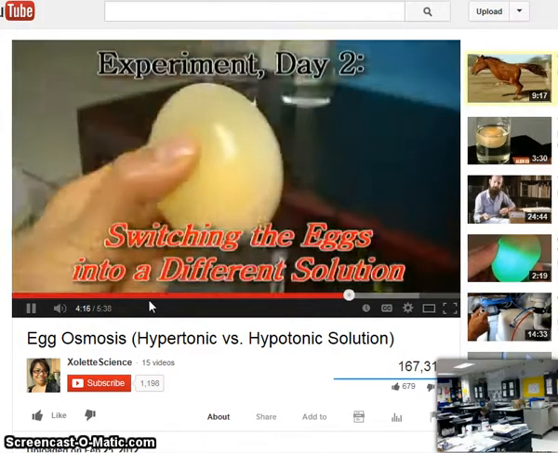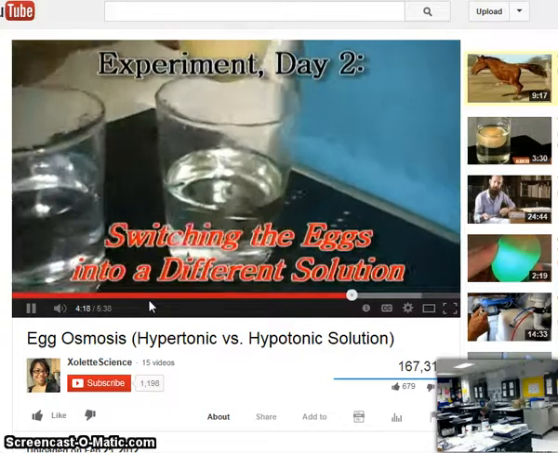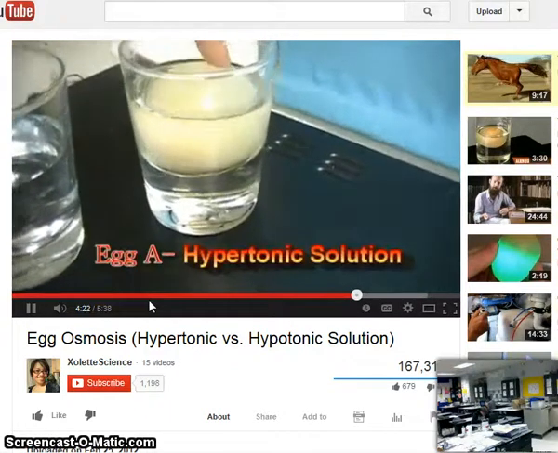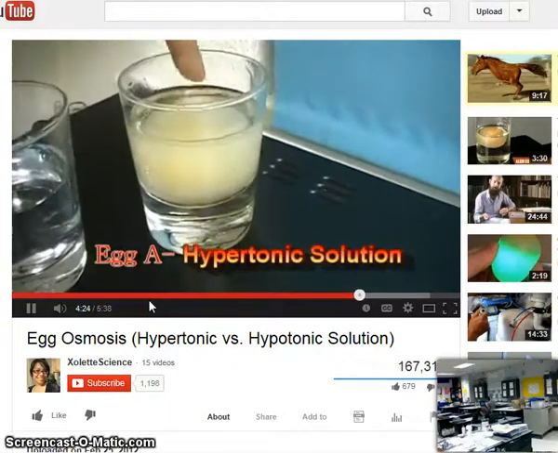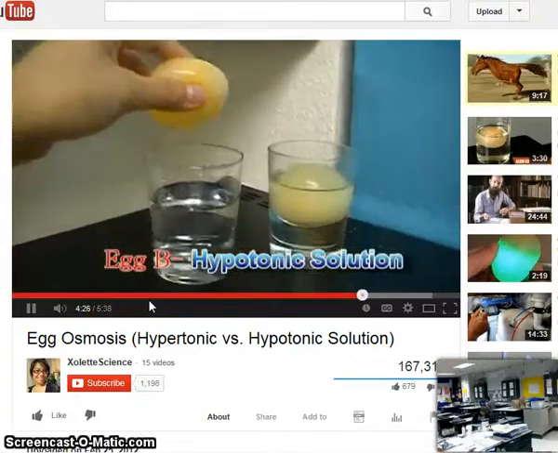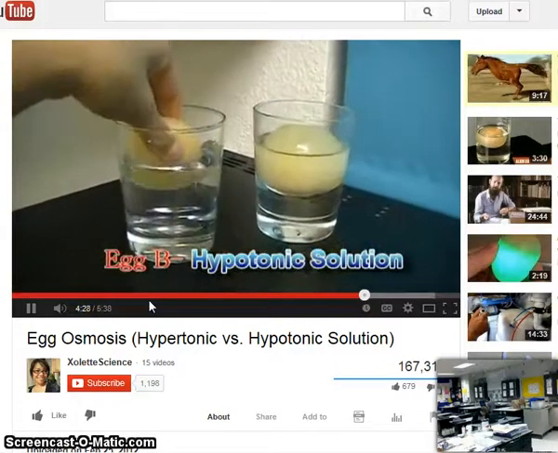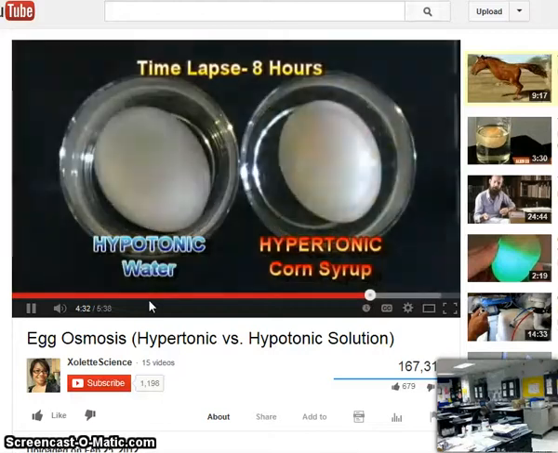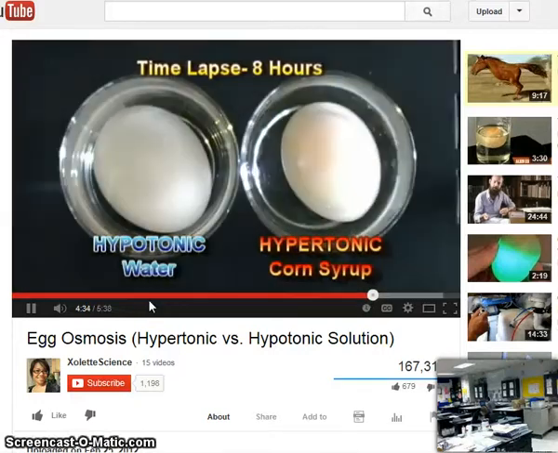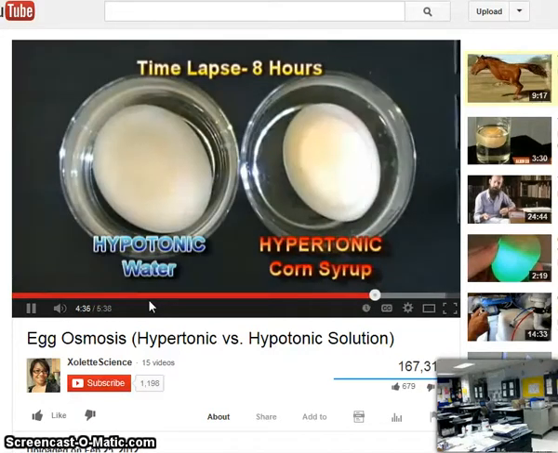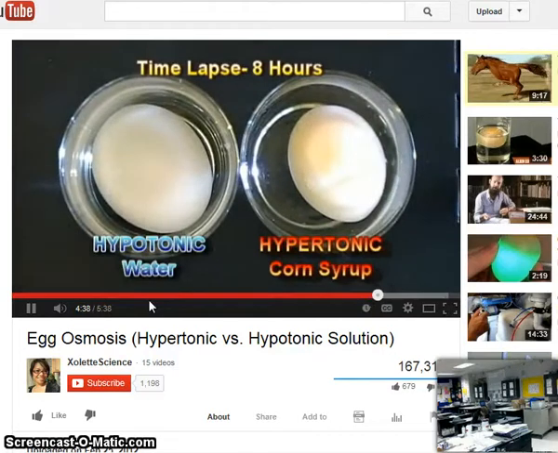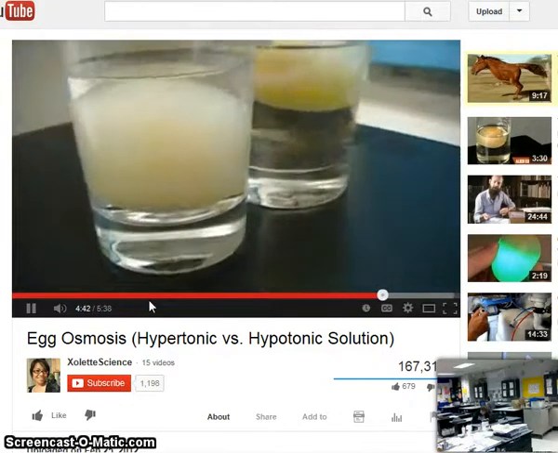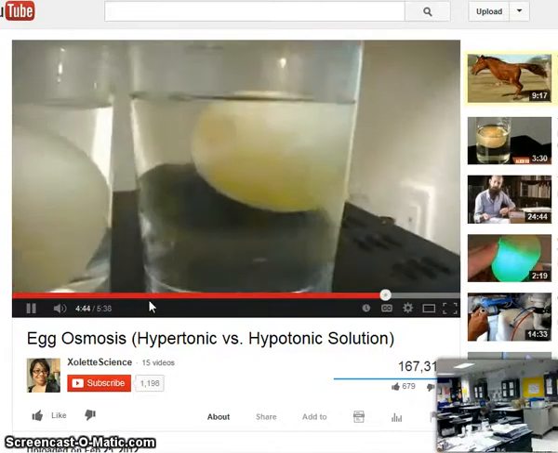So how about we try this experiment again, but switch the eggs? This time, egg A is going in the hypertonic solution, which is still on the right. Egg B is going in the hypotonic solution, which is still on the left. After several hours, mass your eggs again.